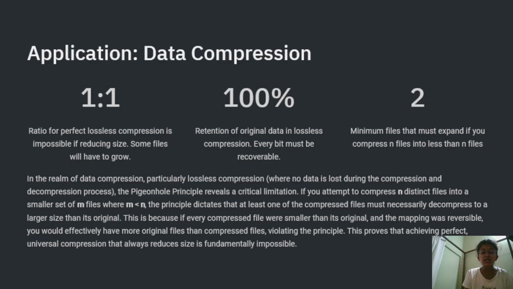So we have data compression. A perfect lossless compression ratio is impossible if reducing size. Some files will have to grow. Lossless compression means 100% retention of original data. Every bit must be recoverable. At least 2 files must expand if you compress n files into fewer than n files.